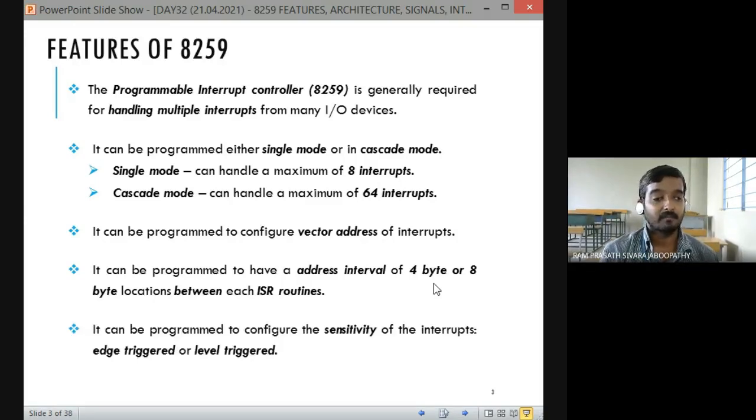Then, in the case of 8085, all the interrupts are fixed in their sensitivity. You know, TRAP is both edge and level sensitive. A TRAP input can be active high, or a rising edge will trigger the interrupt. In the case of RST 7.5, it is only edge triggered. What about here in 8259? We can configure that also. You can configure whether the interrupts should be edge triggered or level triggered.